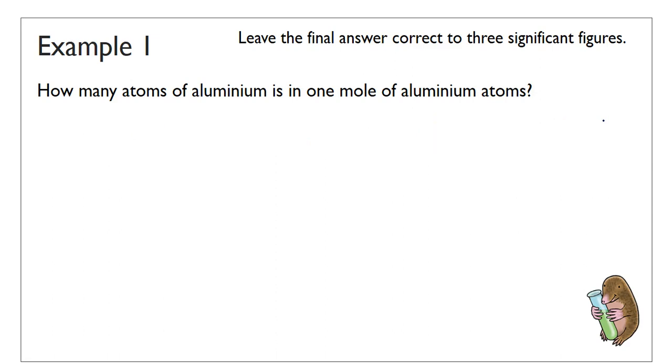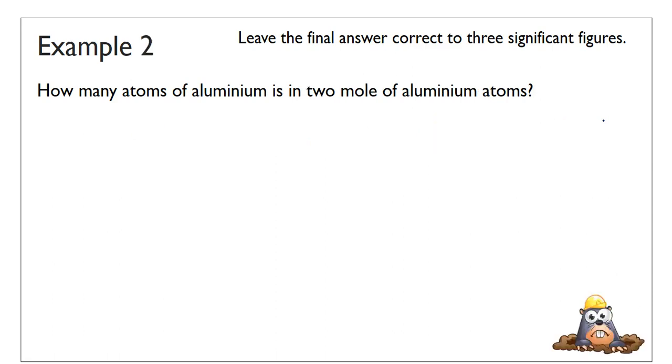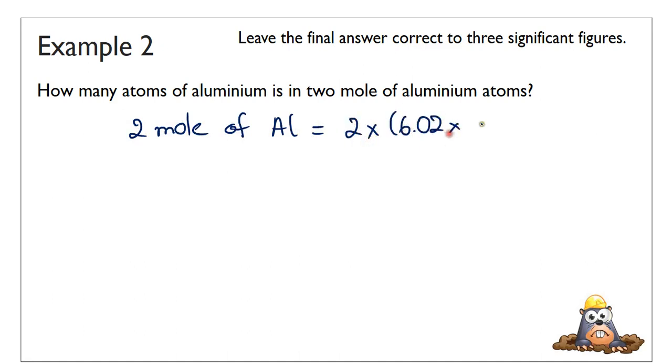So that's the answer. Now let's look at example 2, because chemistry is so easy. How many atoms of aluminium are in 2 moles of aluminium atoms? If you know that 1 mole of aluminium atoms is 6.02 times 10 to the 23, all you need to do here is double 6.02 times 10 to the 23, since it is 2 moles of aluminium atoms.